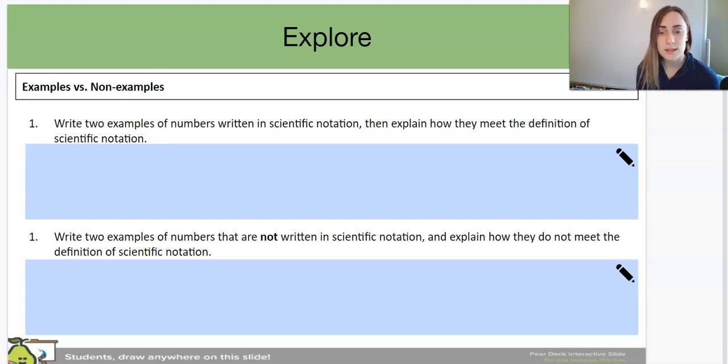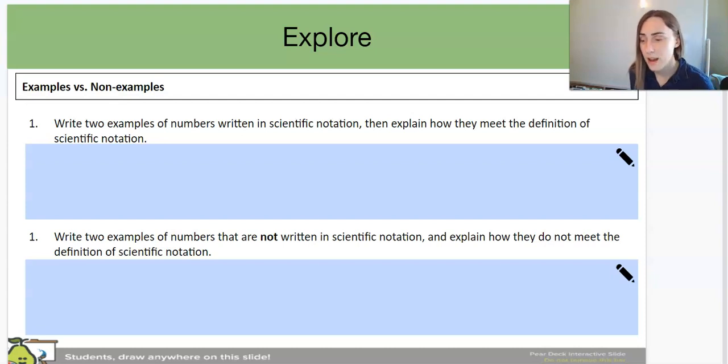First, write 2 examples of numbers written in scientific notation. Then explain how they meet the definition of scientific notation. Remember, go back to our 2 rules. And then you're going to write 2 numbers that are not written in scientific notation and explain how they do not meet the definition of scientific notation. So be clear about which of those 2 rules is your number breaking, or does it break both?